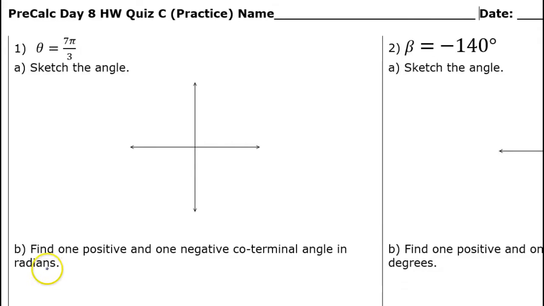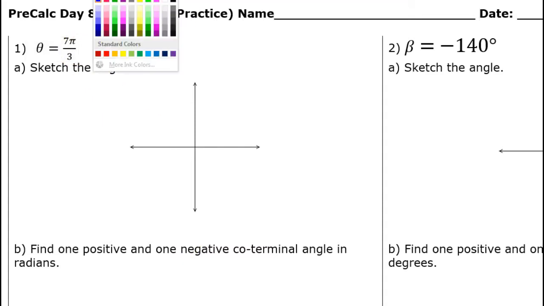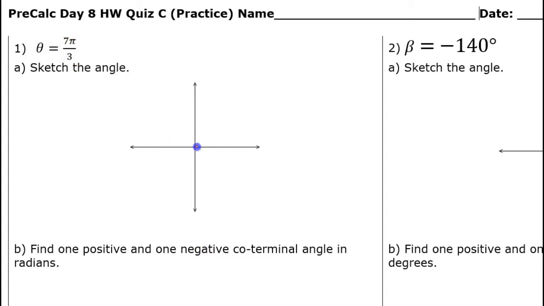Alright, in this video we are going to sketch some angles in radians and degrees, and we're going to look at positive and negative coterminal angles and reference angles. So let's get started. Of course, we are always going to deal with angles in standard position, meaning that the initial side is going to be the positive x-axis like this.